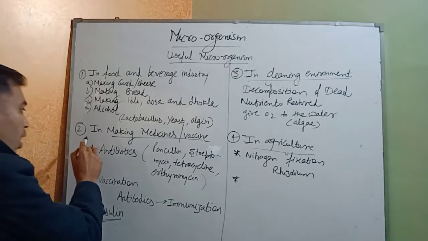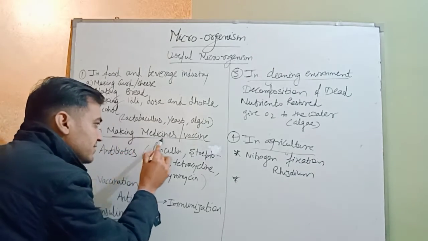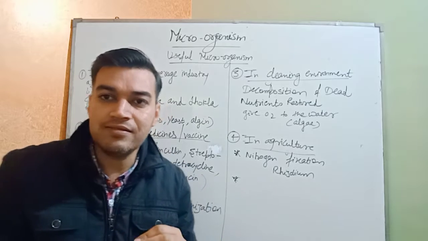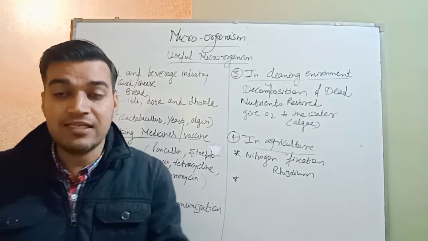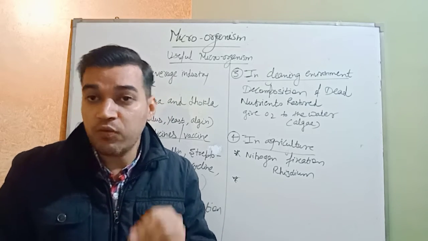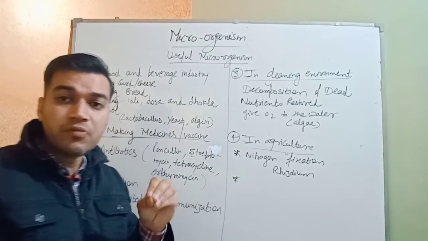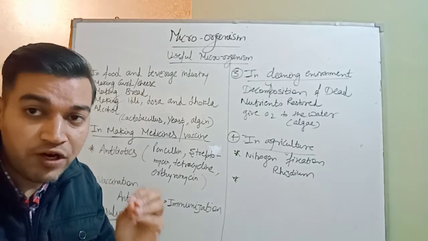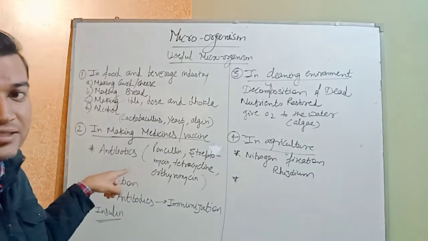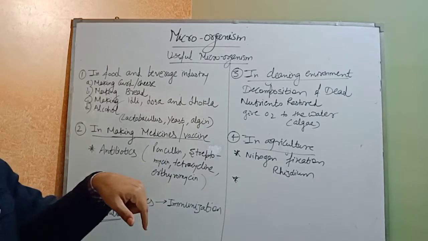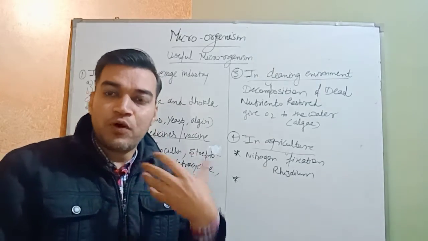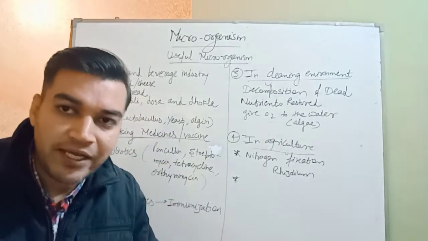Number 2, how they help in making medicines. It is a very interesting topic, my dear students. Most of the medicines that exist in our world come from the body of microorganisms. One of the most important medicines is antibiotics. Antibiotics are the chemicals that are produced from other microorganisms.